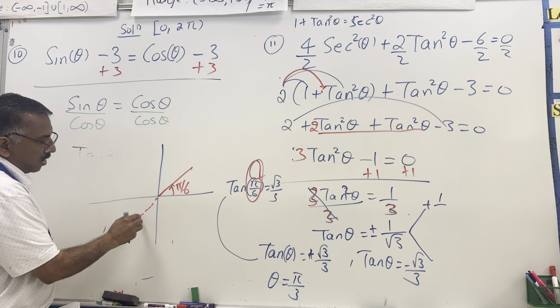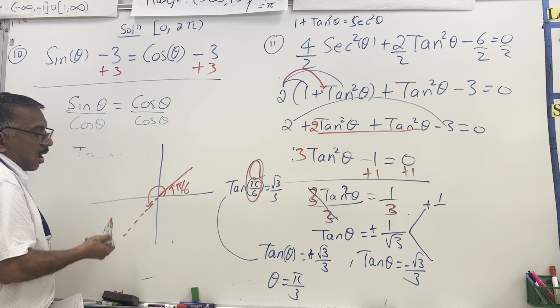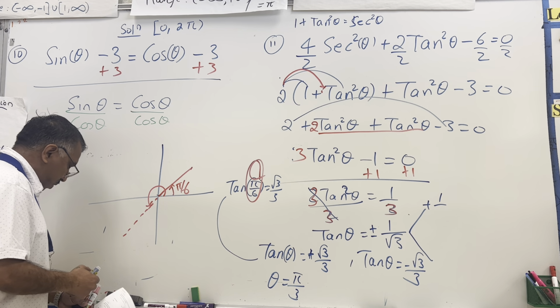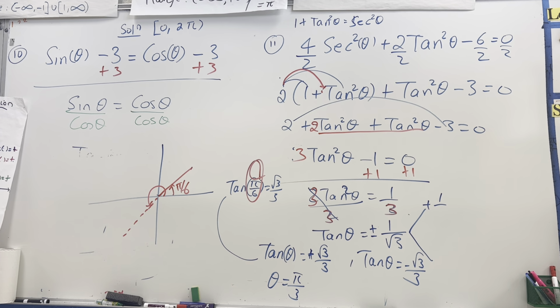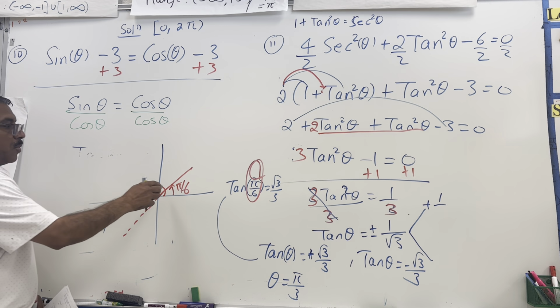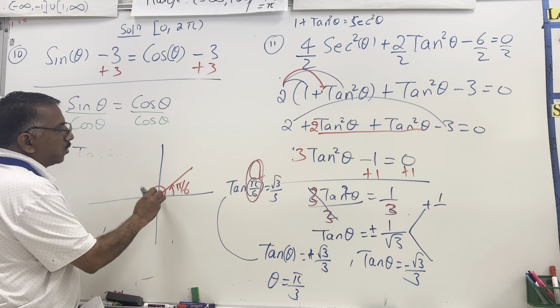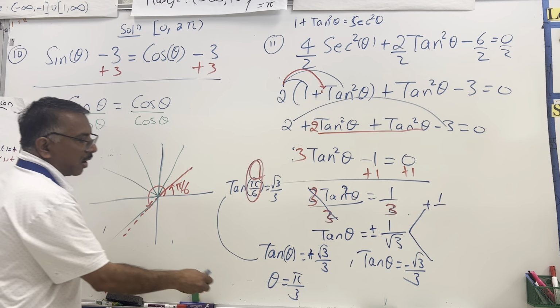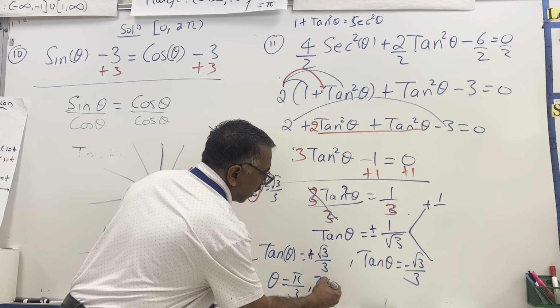And then on the other side, it is in this also. But how much is that angle? To know, this is pi by 6. So pi by 6, 2 pi by 6, 3 pi by 6, 4 pi by 6, 5 pi by 6, 6 pi by 6, and 7 pi by 6. So this is 7 pi by 6.